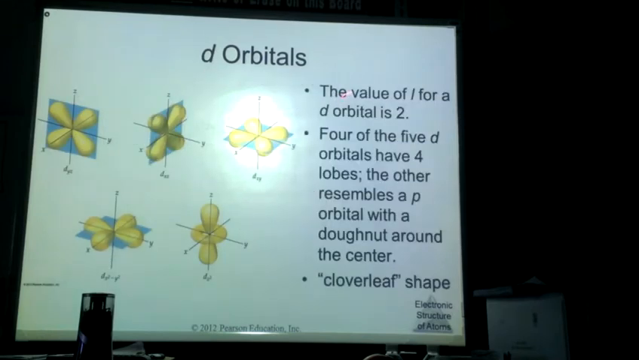D orbitals, we said the value of L for the d orbital is 2. I have 5 different types of orientations. 4 of them resemble a clover leaf in shape, so that's why we say they're clover leaf. But then we have this really weird random one that does not fit around. It looks like there's a p orbital with a donut around it. And that one's just crazy.